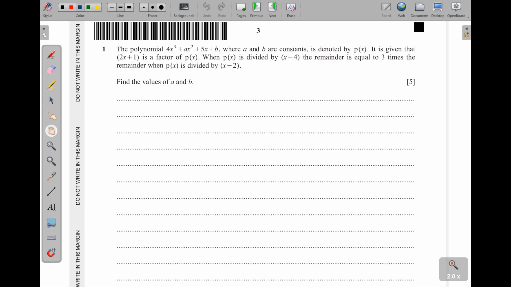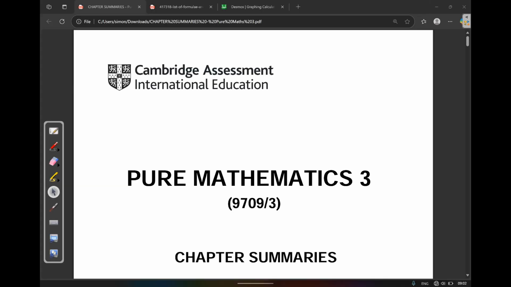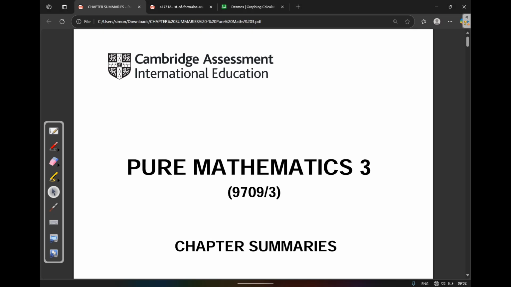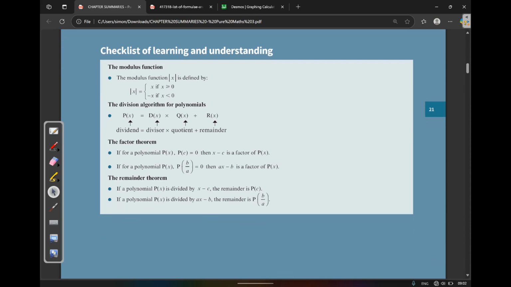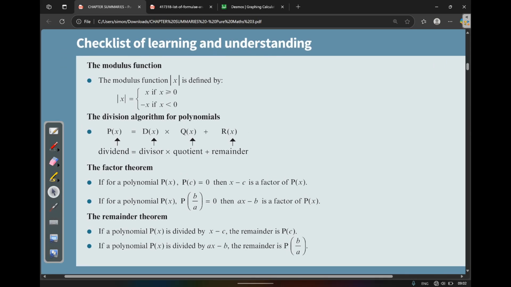Now here we are going to use the factor remainder theorem. In my chapter summaries, the first one here, this is the division algorithm for polynomials. P of x is equal to the divisor times the quotient plus the remainder. So if we get the value of x for the divisor and we put it here, this whole thing is going to go. That means the p of that x is going to be equal to the remainder.